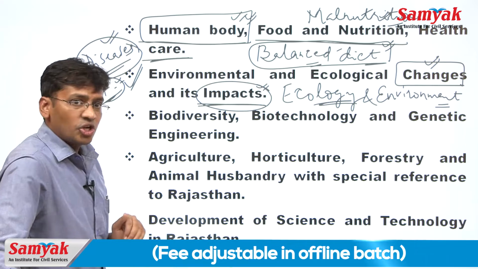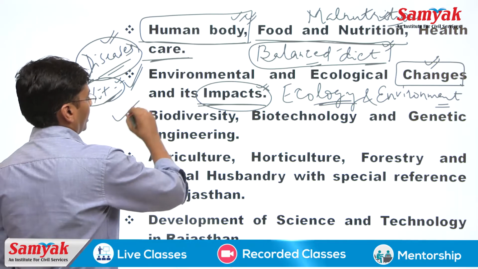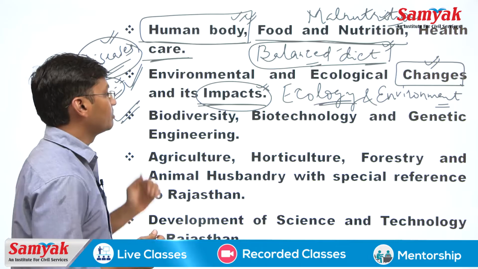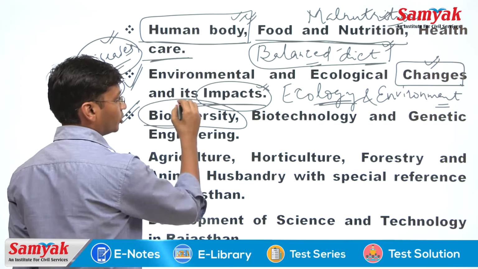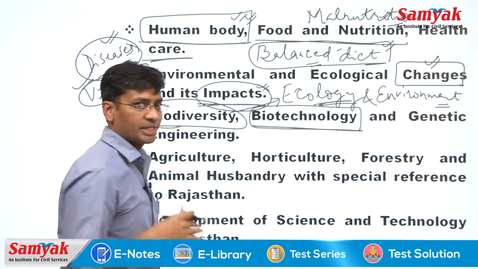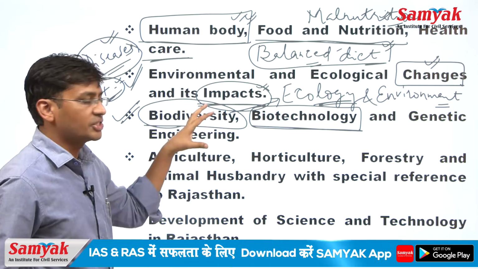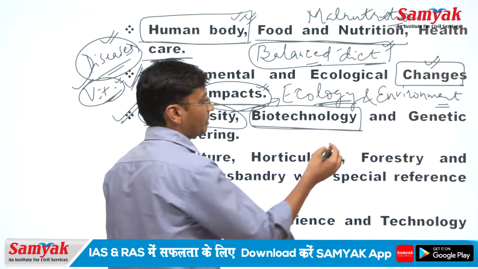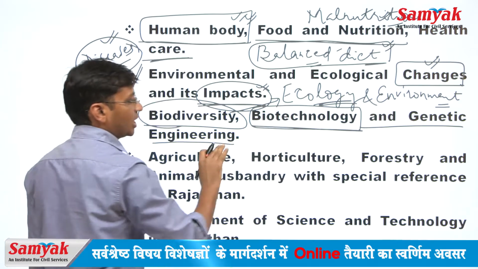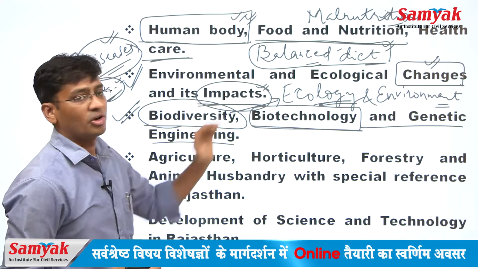okay. The next topic is biodiversity, biotechnology and genetic engineering. Again, biodiversity is related to the ecology and environment part, but they have included it in the science and technology part. Biotechnology is related to the technology or the biology section, okay. So, here there will be a detailed discussion about the biotechnology part, and we will discuss this chapter in detail. And genetic engineering is related to biotechnology. So, biotechnology and genetic engineering are related to the technology or biology part, whereas biodiversity is related to the ecology and environment part.